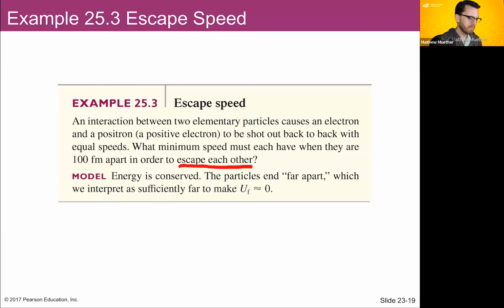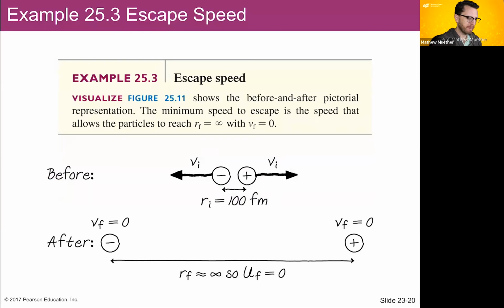Okay. So let's see, how would we set this up? We would do it just the way we did the previous problems. We would draw a before and after picture. So initially we have a positively charged object and a negatively charged object. They give us the separation between those two particles, and we're trying to find, it says that they're fired off with the initial speed. We're trying to find this initial velocity. And what we know is that they're supposed to have enough velocity to escape each other.